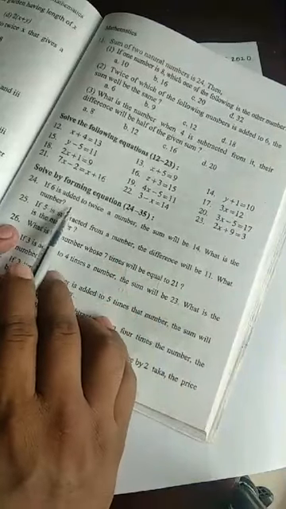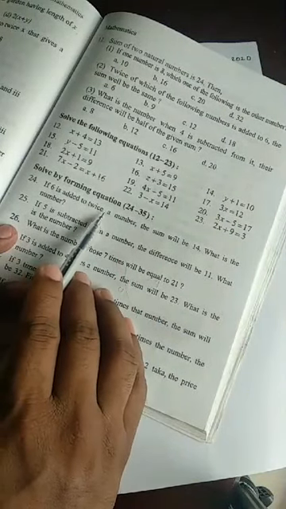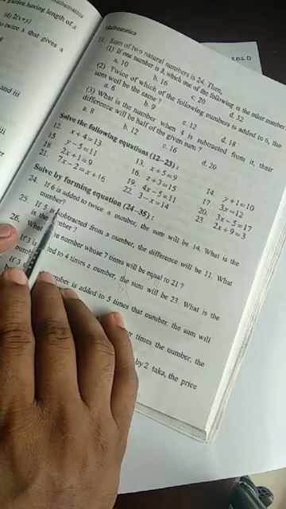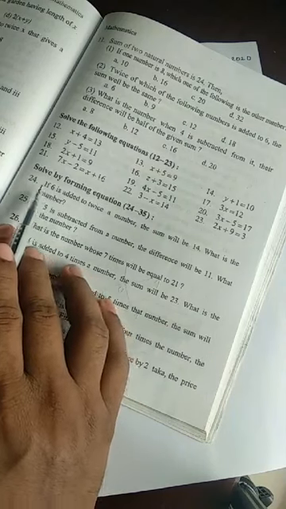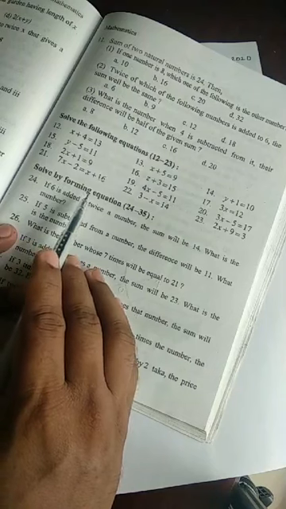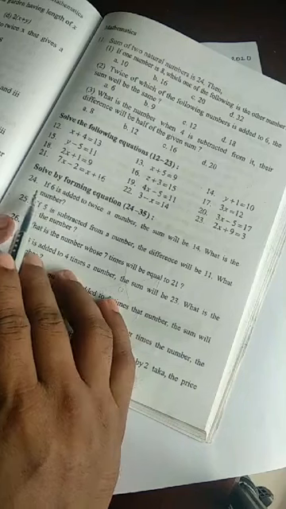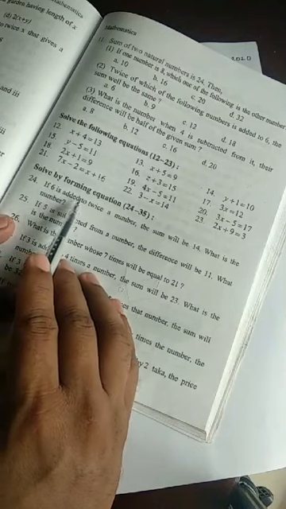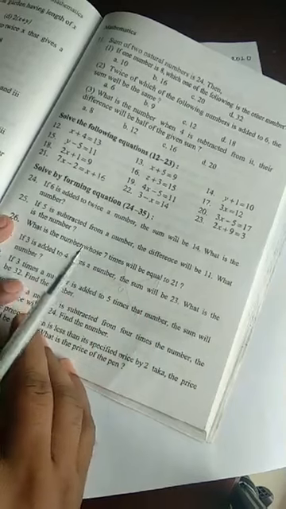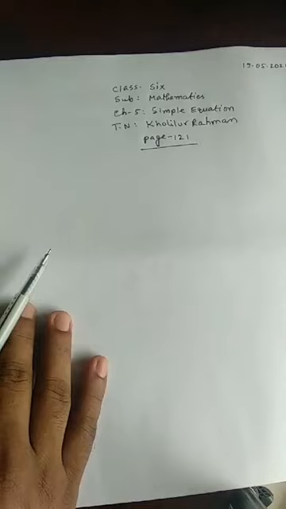Number 24. If 6 is added to twice a number, the sum will be 14. What is the number? You have to let the unknown number be x, and you have to form an equation, because here it is written: solve by forming equation. At first you have to write what is given here. So I am going to write the given portion, 24 number.